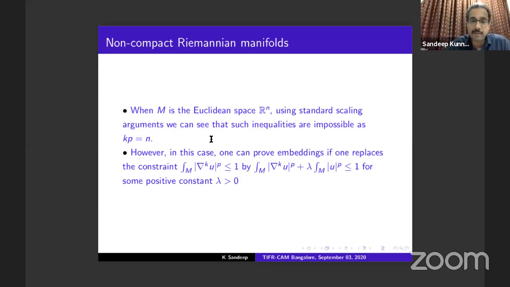People have overcome this difficulty. What you can do is, instead of the constraint here, we can prove the embeddings if one replaces the constraint, the integral over M of the pth power of the kth order gradient, by adding one more term. You have to put the L^p term as well. You replace that, then you can have the inequalities. In fact, there have been many inequalities proved in the Euclidean space with this kind of assumption. Okay, so there are plenty. I don't have the time to mention any of these inequalities.